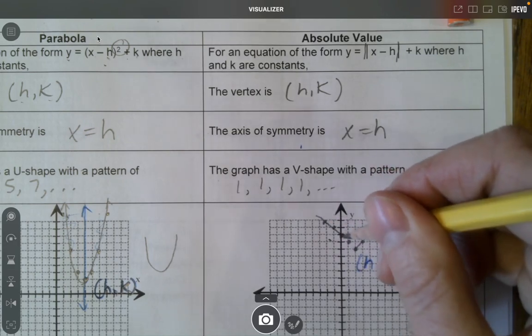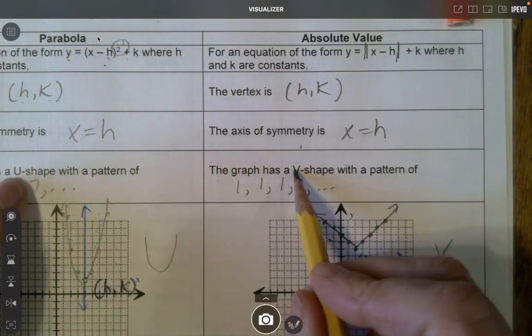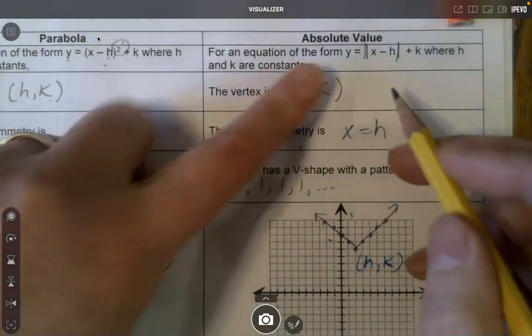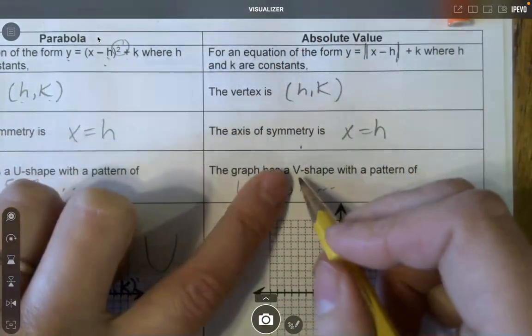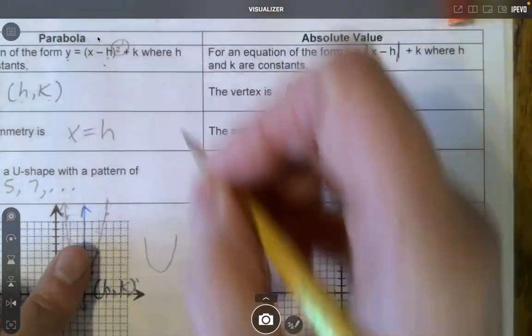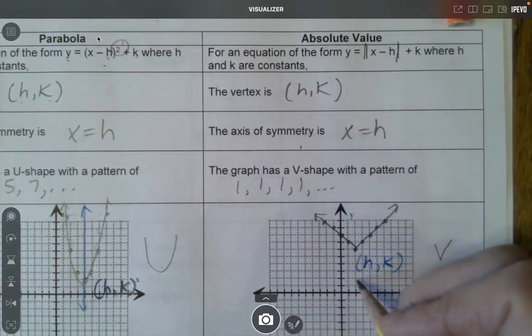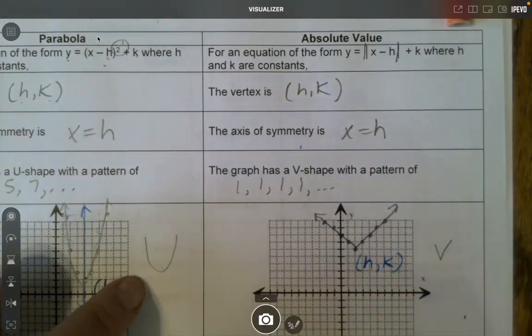So absolute values make a V. They have a V shape here, U shape here. One way to remember that is absolute values are like straight lines. It's kind of like two straight lines together make a V. Whereas over here, our square is a little bit curvy and our U-shaped graph is curvy. So absolute value graphs are going to be a V, parabolas are going to be a U.